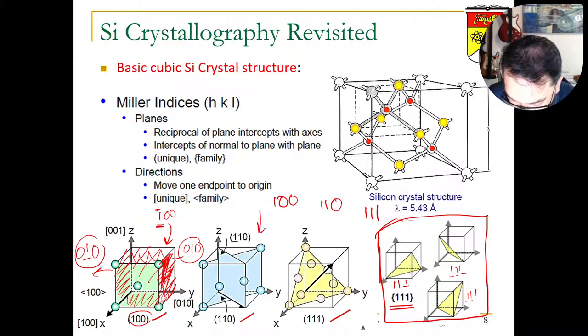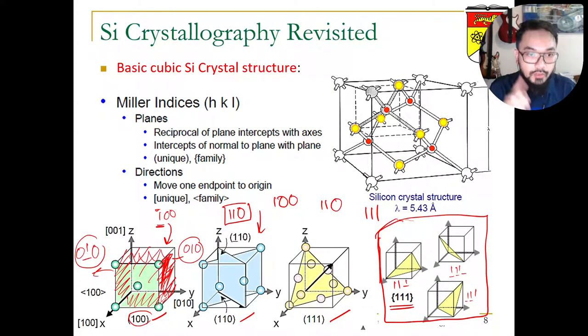Similarly here in the middle, 110, we are looking at the family, so it can be either 110, 1-10, 1 1-0 or 011. Those are still one family, and this concept is very important for you to understand, because when we're doing etching, we are doing it in three dimensions, so we are looking at all the planes as a family. So the 111 family plane can be referred to from any direction. This will become more obvious once we do the analysis for anisotropic wet etching.